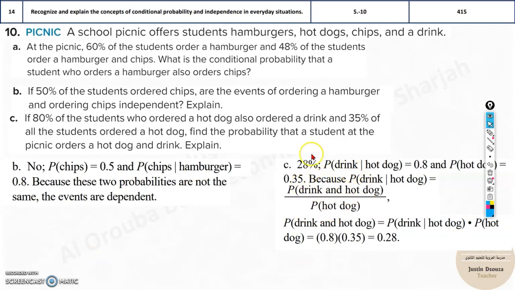Now, sometimes they'll give you the answer. See, the conditional probability was given and the other is unknown. This was given, so just take it to the other side and solve it. That is how we can solve it.